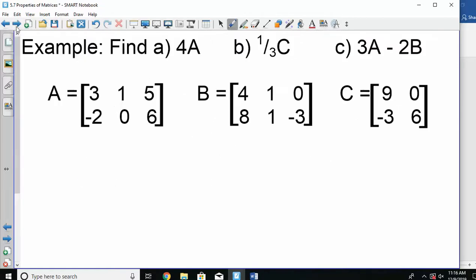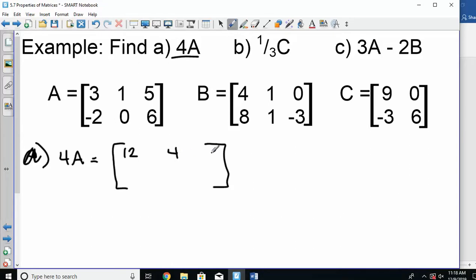Let's look at this example. I'll give you a second to jot these down. We're going to do, so if you had to guess, part A. What do you think 4A means? Yep, take every number in matrix A times a 4. So we get 12, 4, 20 for row 1. Row 2 would be negative 8, 0, 24.